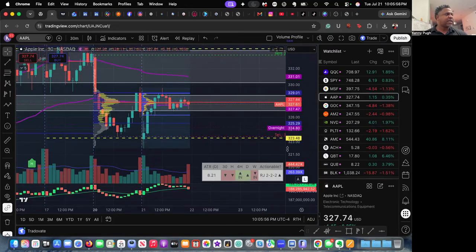Apple, if you didn't catch this initial push up, which we saw coming out of the gate from here to here and then back, and then we just had chop the rest of the day. If you didn't catch that initial push, then you were in a world of hurt as a part of this chop.